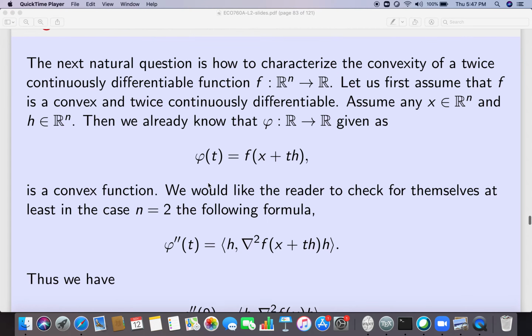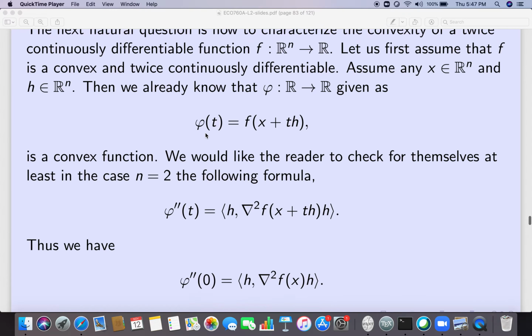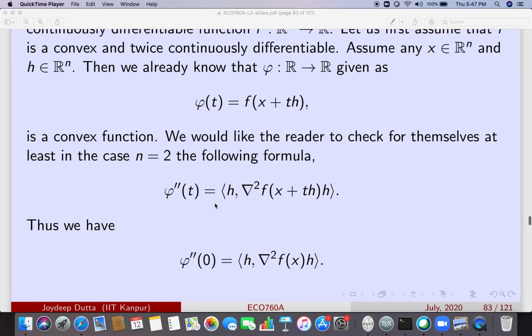So we can actually prove that phi double dash t is actually this quadratic form written in terms of the Hessian at x plus th. Now I don't want to do a proof here. The proof is unnecessarily lengthy.